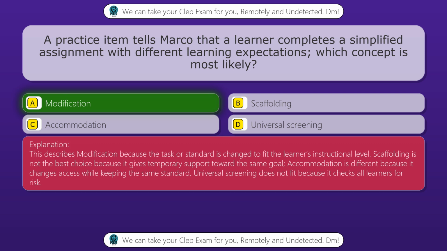This describes modification because the task or standard is changed to fit the learner's instructional level. Scaffolding is not the best choice because it gives temporary support toward the same goal. Accommodation is different because it changes access while keeping the same standard. Universal screening does not fit because it checks all learners for risk.